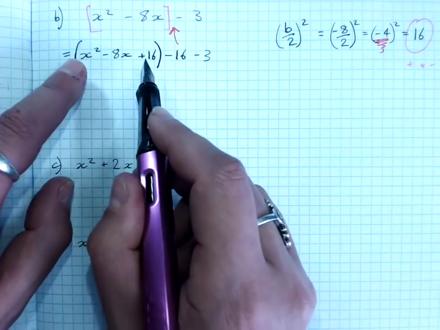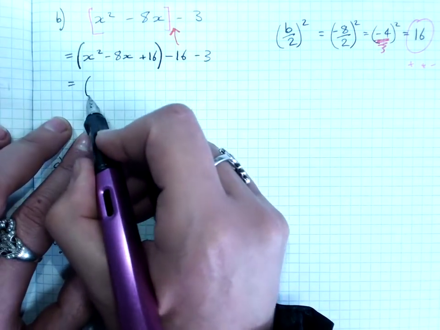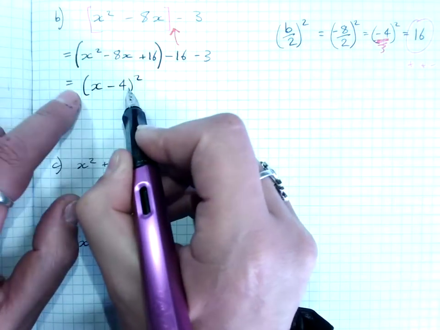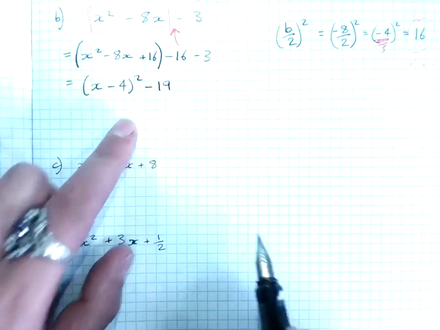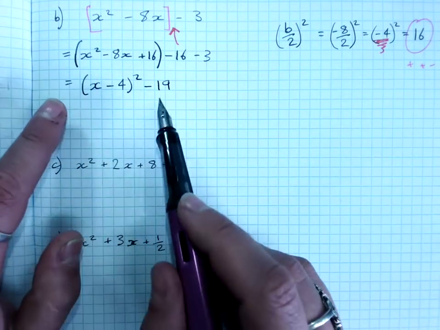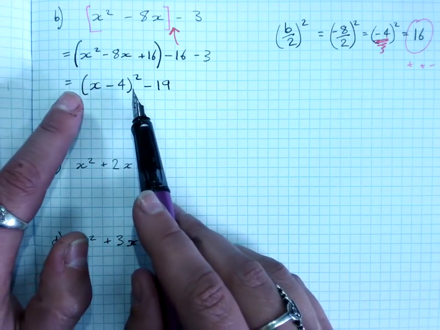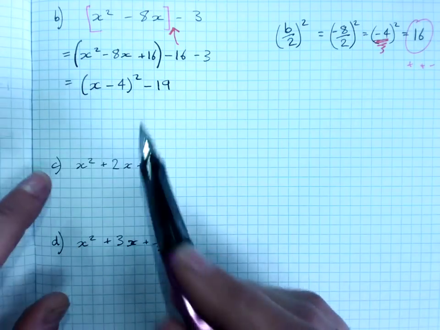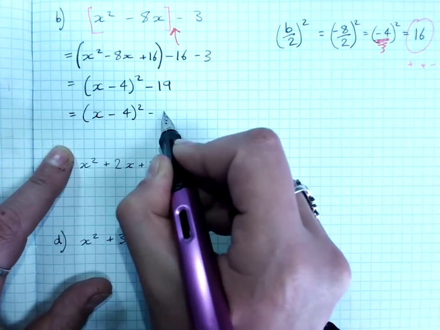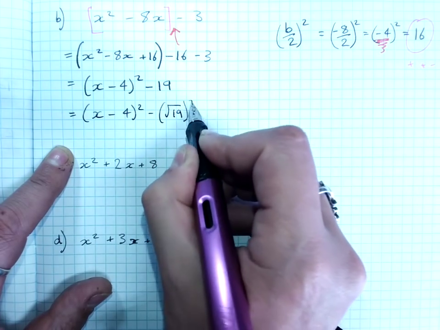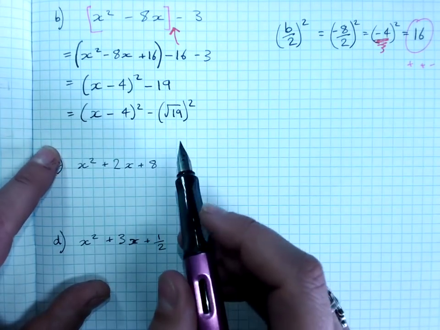Factorize this, and you don't even need to think about it because the number in the brackets is this one over here. This is x minus 4 squared. And this is minus 16 minus another 3, which is negative 19. Once you've got it to there, as long as it's a perfect square minus a number, then I can write this as a surd squared. You could check if you can simplify your surd, but we can't in this case.